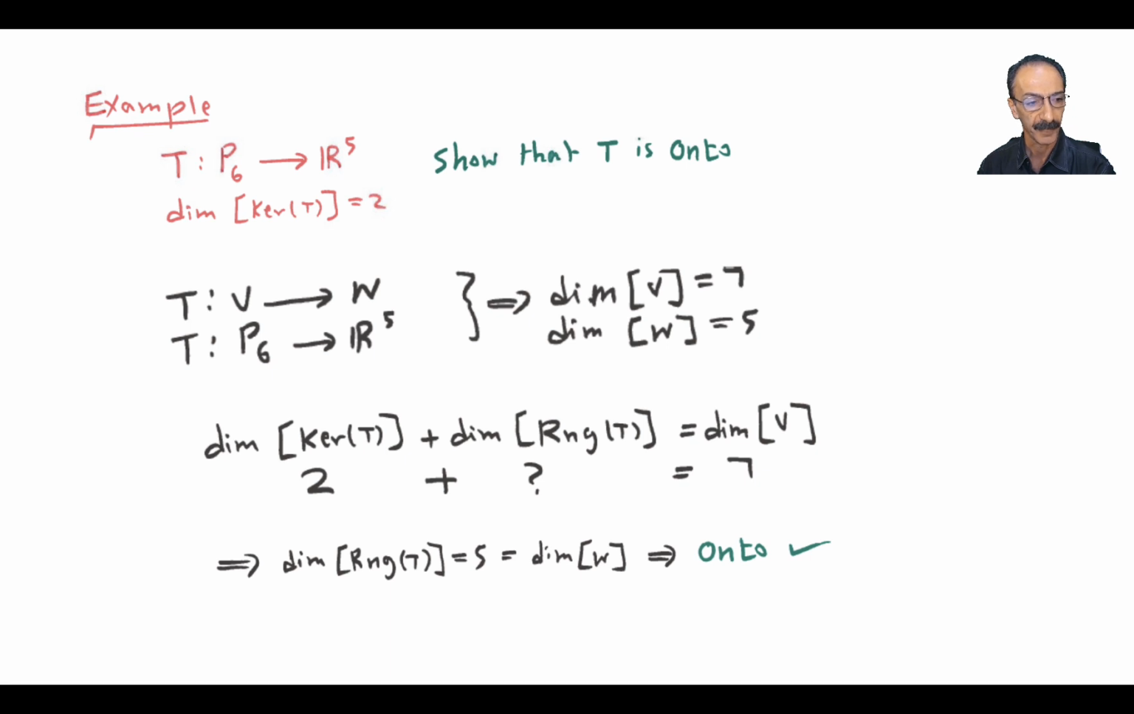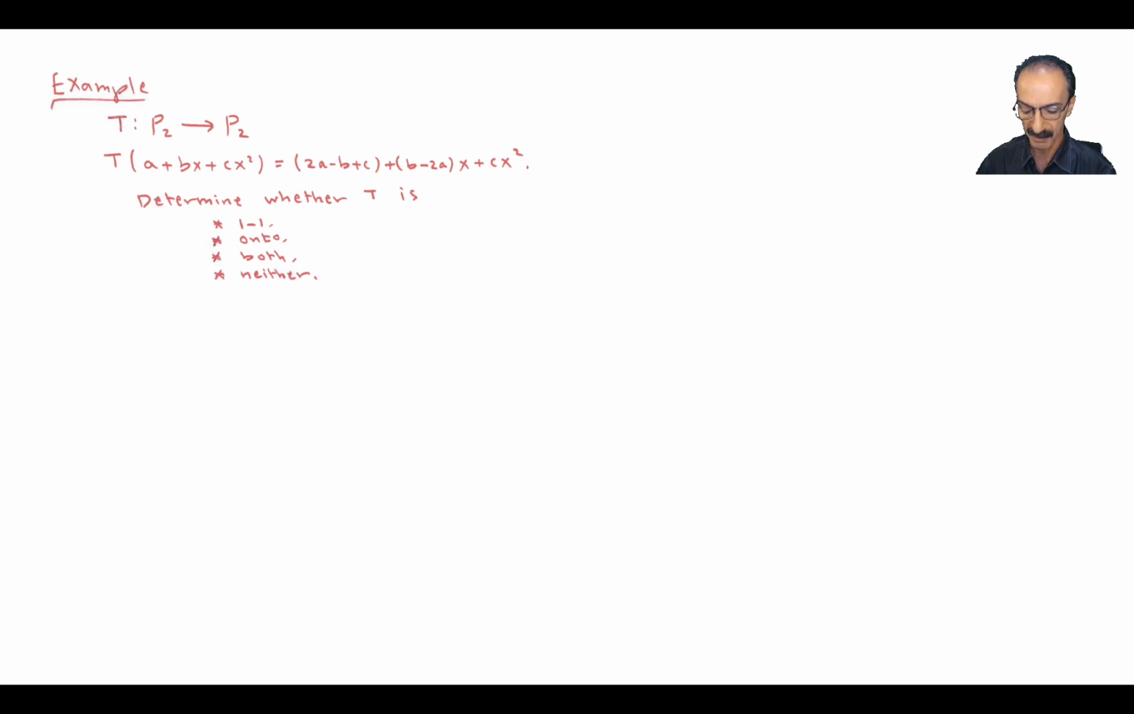Okay, next. This is a lengthy example, so let's take it step by step. We're going from P2 to P2. This time we're giving the rule. Kind of lengthy, but we're going to have to deal with it. Determine whether T is 1 to 1, onto, both, or neither. A polynomial of second degree as an input in general looks like a plus bx plus cx squared. The outputs are still polynomials of second degree, as you could see.